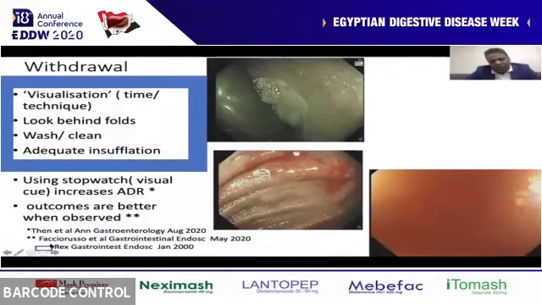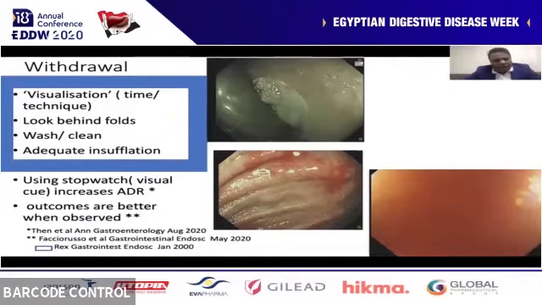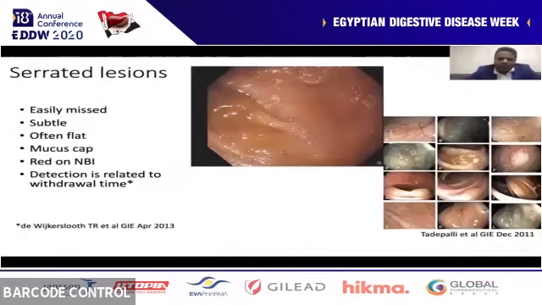We also know that by using a stopwatch when you're withdrawing, you can actually know how quickly or how slowly and how effectively you're withdrawing. We know that this has improved adenoma detection. We also know that outcomes are better when we're actually observed. So it might be a good idea to have your colleague, your trainee or your fellow observe you now and then when you're doing the procedures, so you improve your withdrawal time and technique.